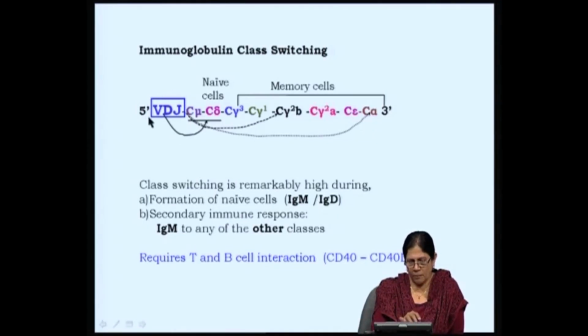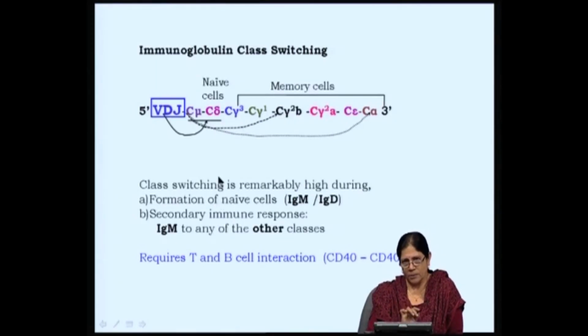Now, when naive cells are being generated, the recombination event takes place in the heavy and the light chain, and you already have the VDJ or VJ combined. It is only in the memory cells that the VDJ or VJ gets associated with any one of the constant domains. Like I said, in the primary response, you will always have VDJ, C mu, C delta. It is upon the generation of memory cells that the same C mu delta can subsequently class switch to any other isotype.